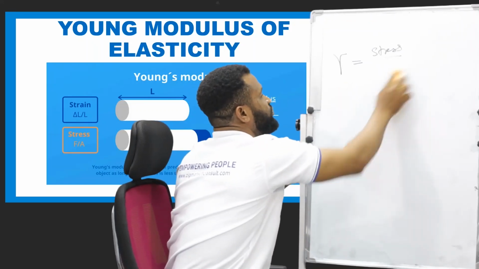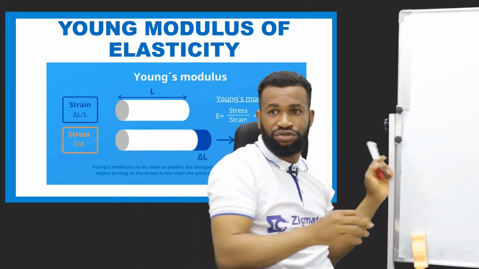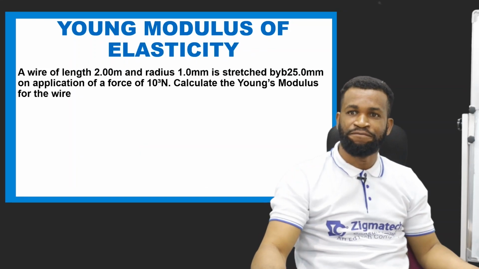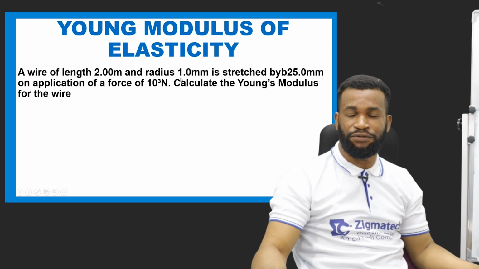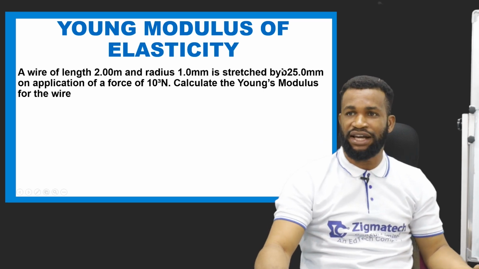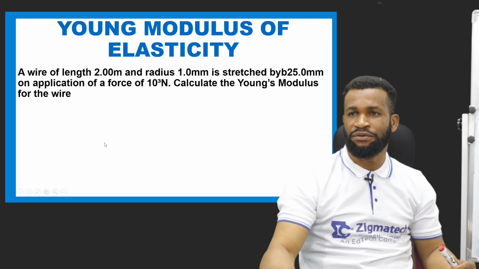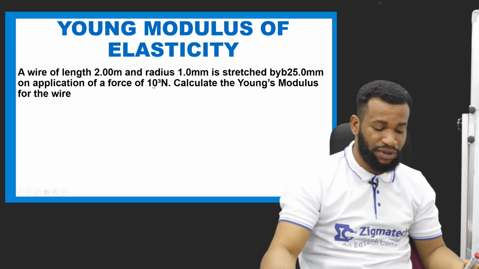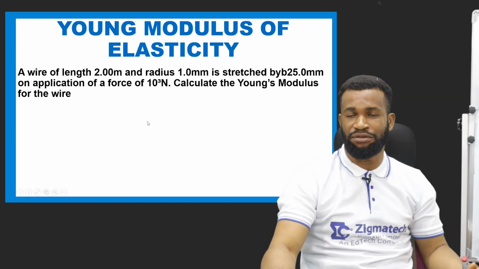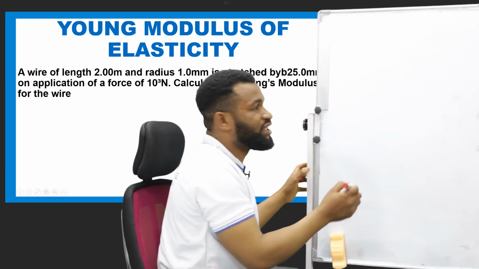And we are going to be using this expression throughout this class. Now, we have a question here. It says a wire of 2 meters and a radius of 1 millimeter is stretched by 25.0 millimeter on application of a force of 10 raised to power 3 Newton. Calculate the Young modulus.